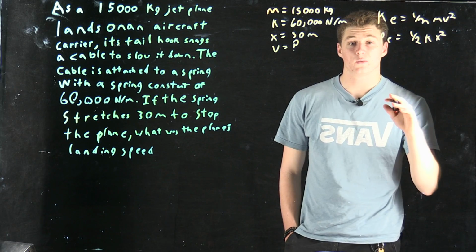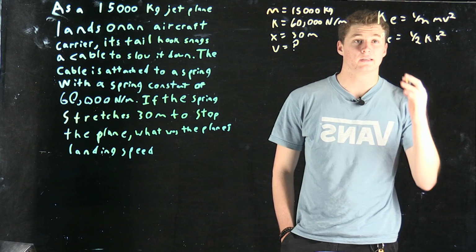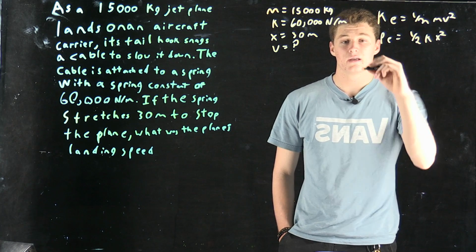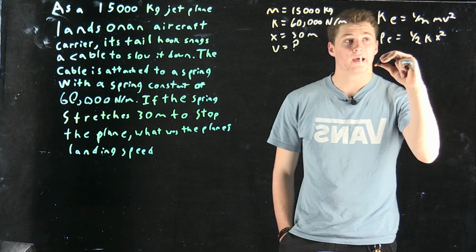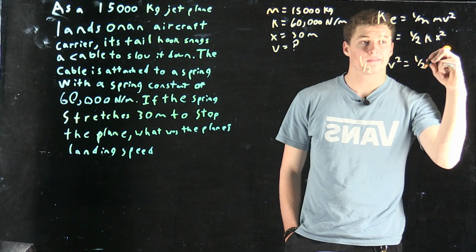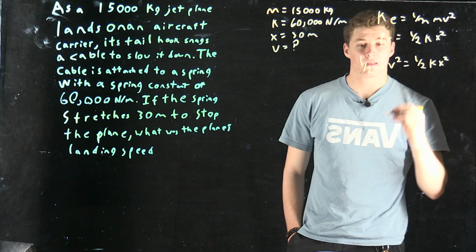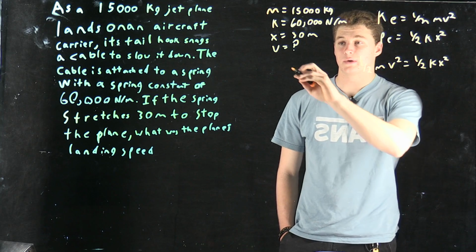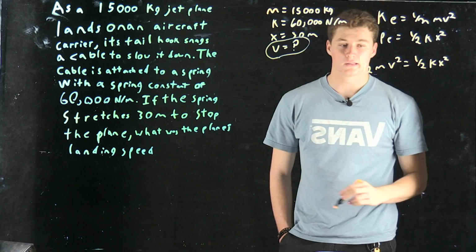Now, with this in mind, we know that because of the law of conservation of energy, these two are going to be equal to each other. So we can go ahead, set those there right now. 1/2 mv squared is equal to 1/2 kx squared. And now we're going to simplify this so that we can solve for that velocity.